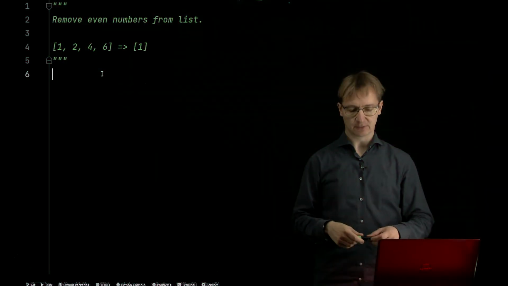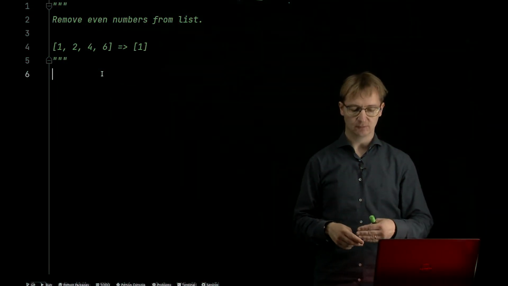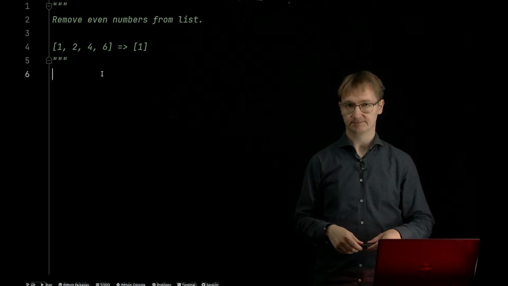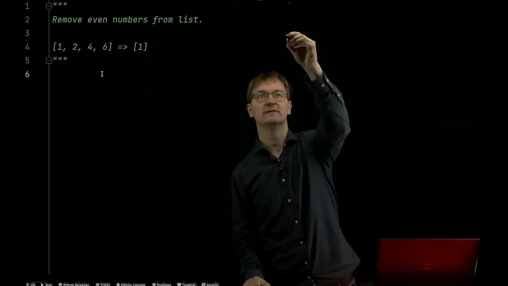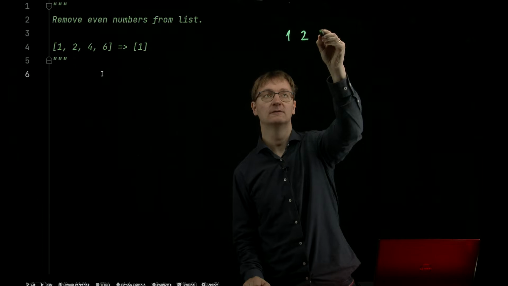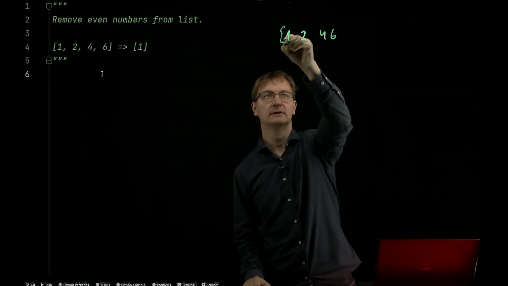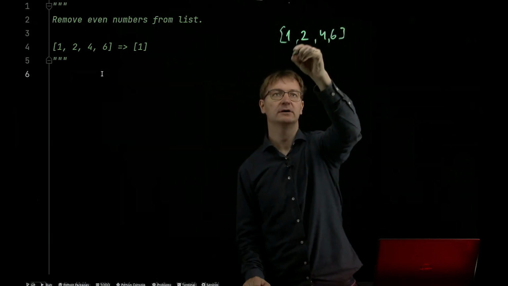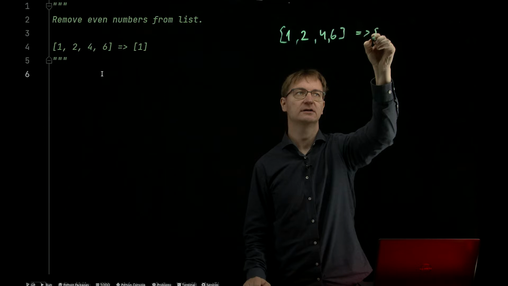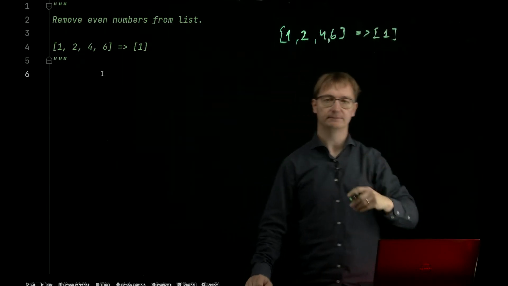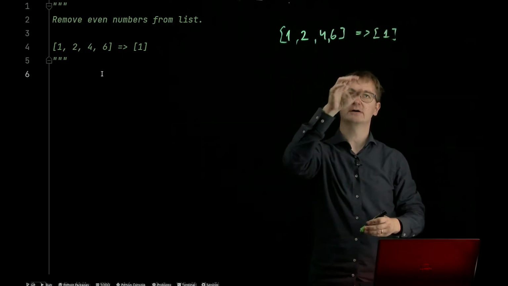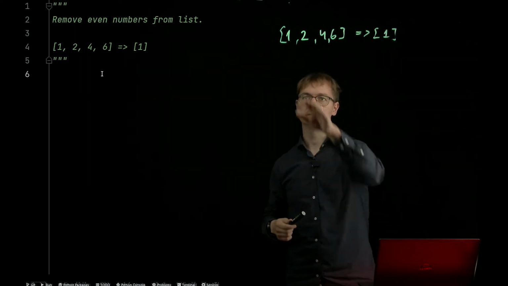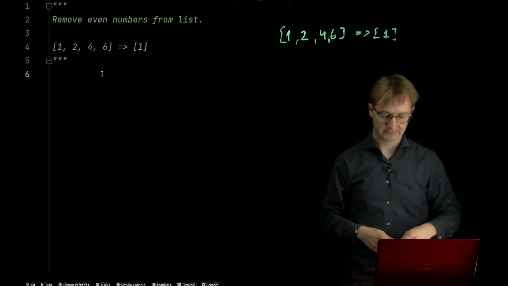Let's solve a problem where we want to remove even numbers from the list. And I have an example here. I have a list of numbers 1, 2, 4 and 6, and I would like to get a result where I only have element 1. So basically all the even numbers are removed. I only get this one odd number here.